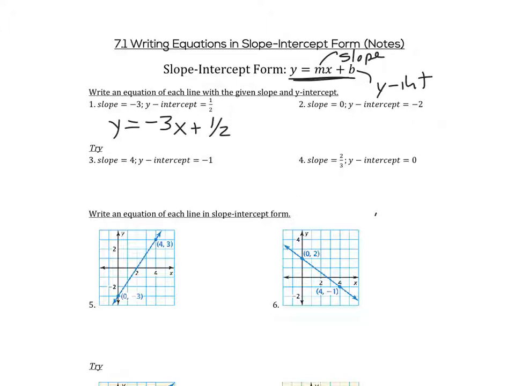Okay, for number 2, this is my m, my slope. This is my b, my y-intercept. So I have y = 0x + b is -2. And instead of doing plus -2, you can always do just -2, so that works as well. So go ahead and pause the video, try these two, and then you can play the video when you're ready to see them.